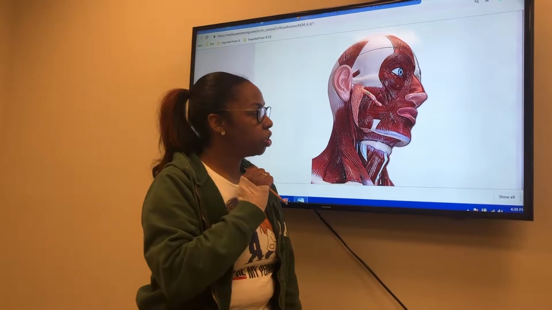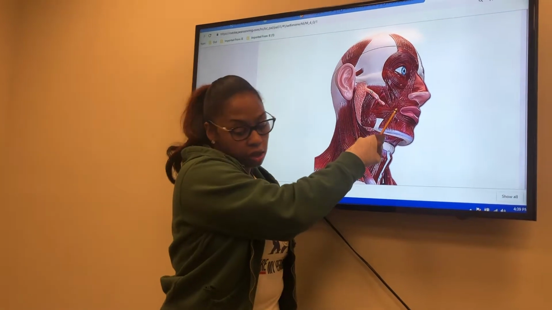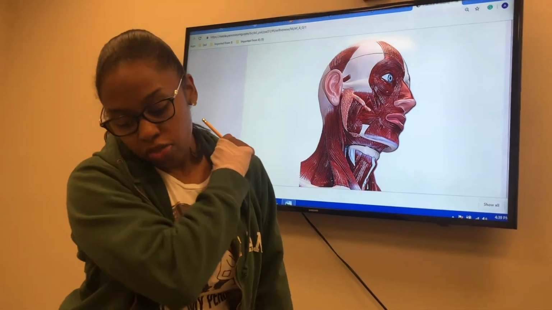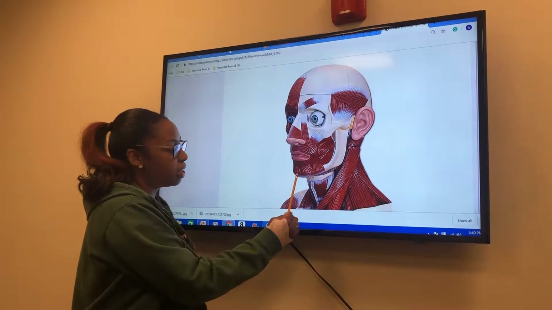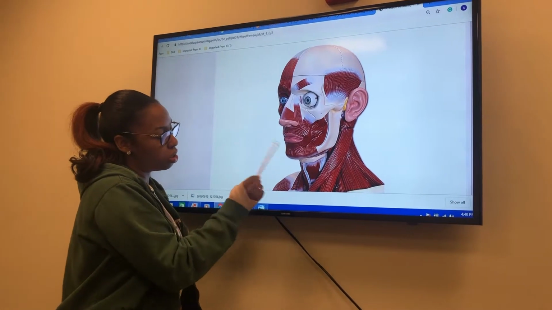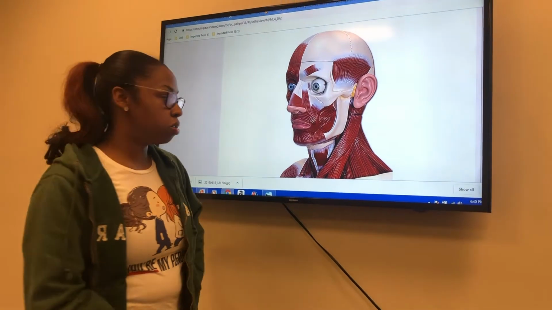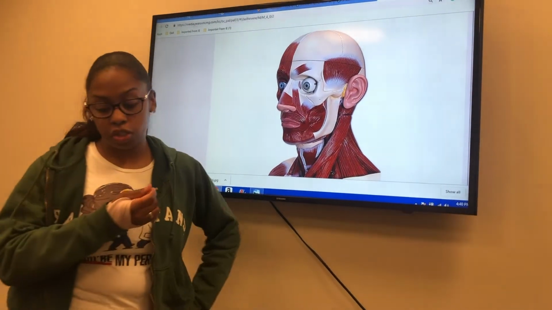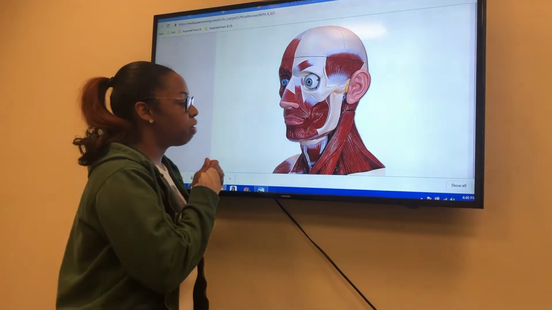Its insertion is the corner of the lip here, which is called the margin of the lips. This is the mentalis muscle, which its insertion is the skin on the chin. Its action is also to elevate the skin on the chin. Its origin is the incisive fossa.